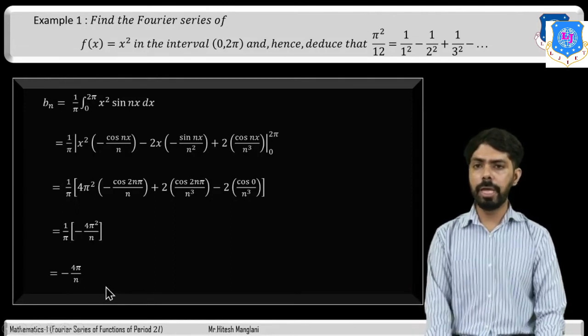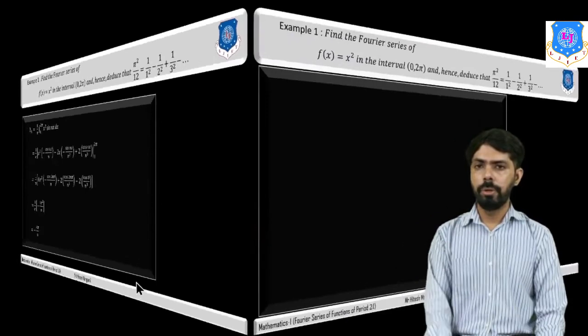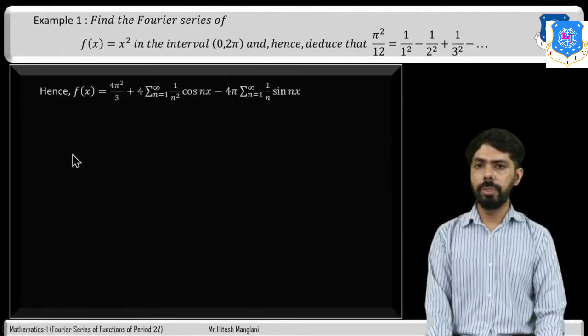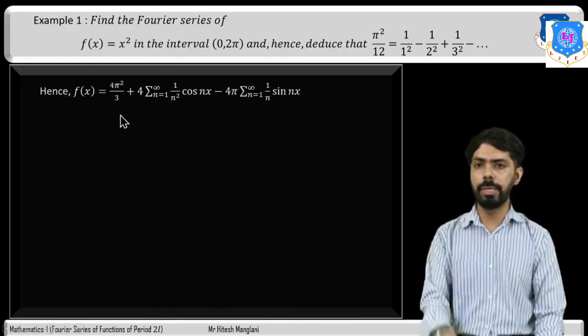Now here, as we have to find out the Fourier series of the function, the Fourier series of a function is given by f of x is equal to a0 divided by 2 plus sigma n equal to 1 to infinity a n cos nx plus sigma n equal to 1 to infinity b n sin nx. So here we will put the values of a0, an and bn.